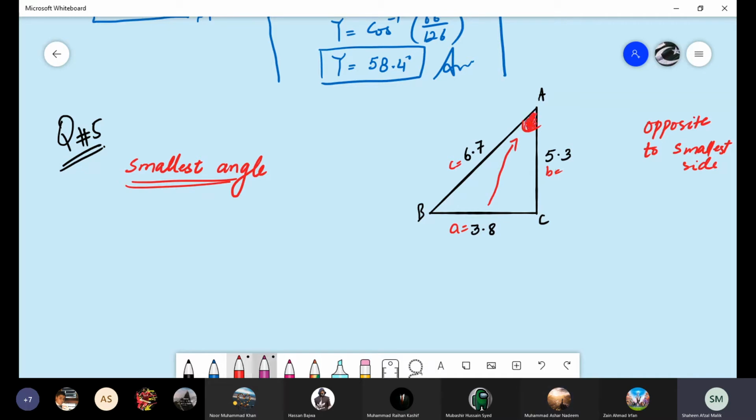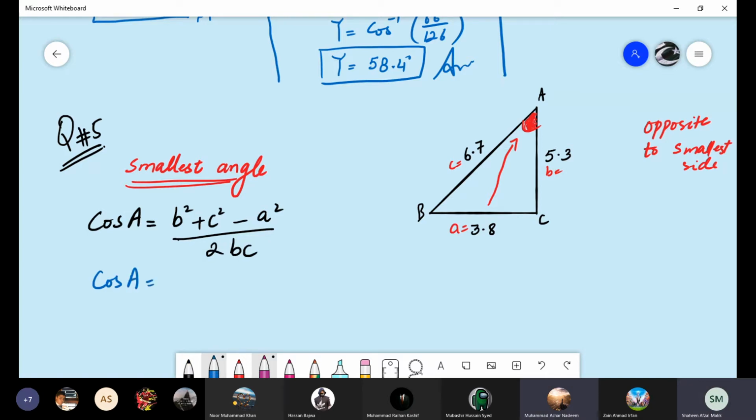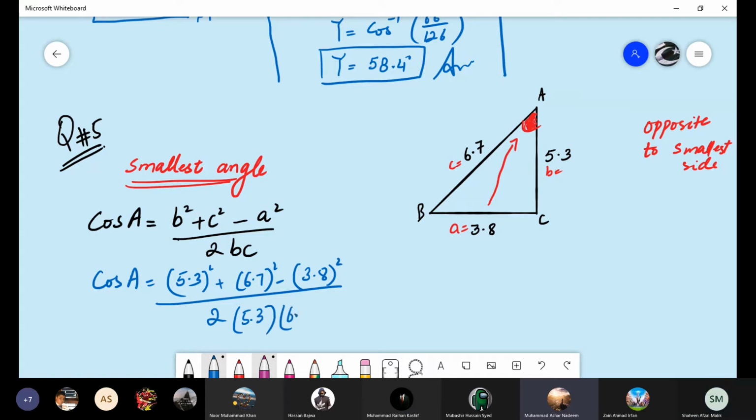So how can you find the angle A? We will use the cosine rule for the sides. Cos A is equal to B squared plus C squared minus A squared over 2BC. Then substitute the values. B is 5.3 squared, C is 6.7 squared, A is 3.8 squared, over 2 times 5.3 times 6.7.